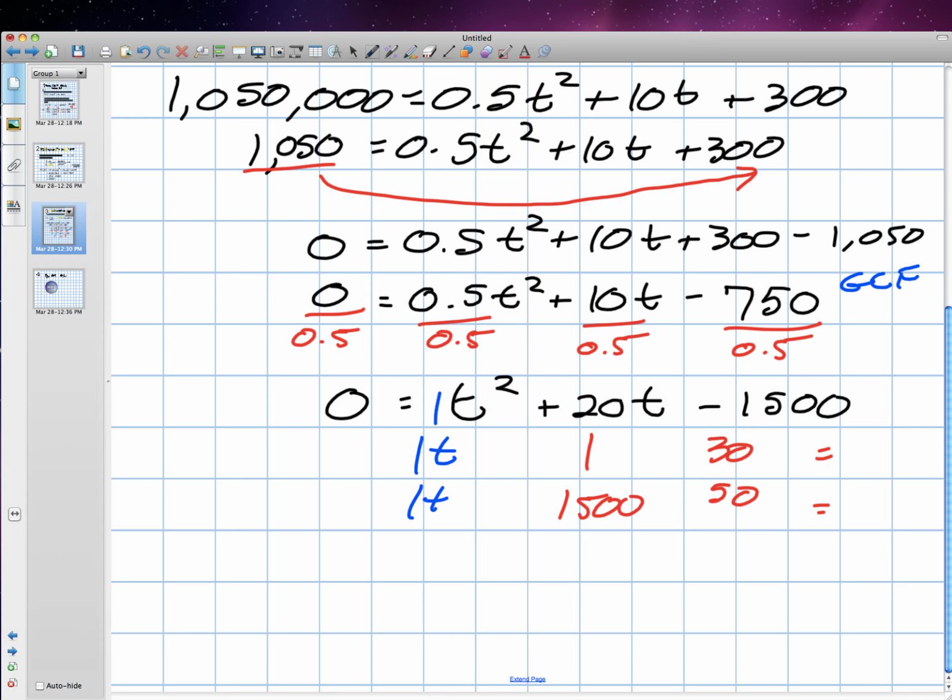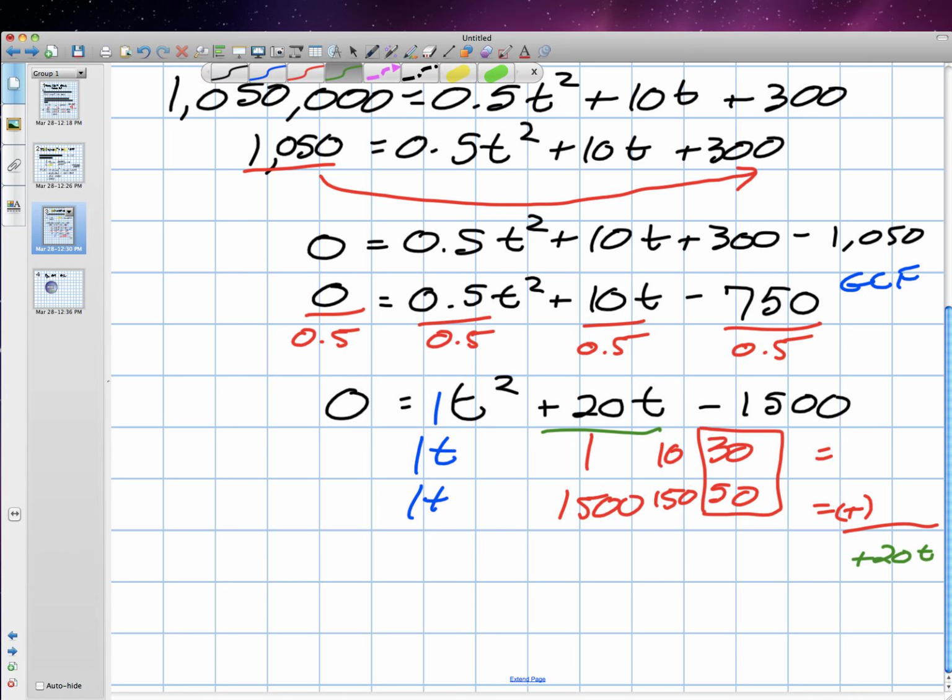Now there's a whole bunch in between. Technically 10 goes into this times 150. There's a lot of different factors. But somebody already pointed out that these are the two we're going to be using. And we'll explain why. Remember, they need to add up to our middle term, which is positive 20t. So when I multiply, that's right, we're going to get 30t and 50t. Now, in order to combine these to get 20, one of them will need to be negative, which is the 30. And let's double check now.